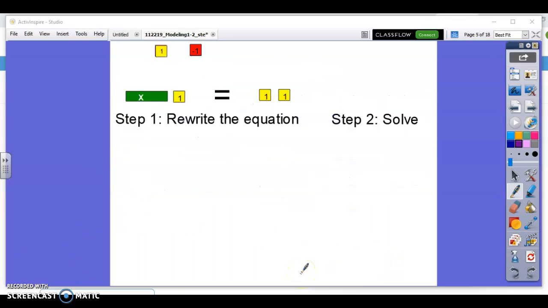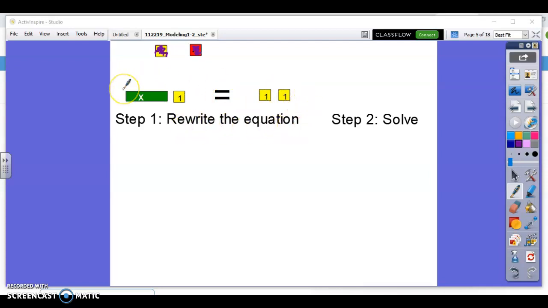All right, so let's look at this. You guys are going to ignore these little boxes up here. Those are really for me. So I want you to draw this in your notebook, a big or long rectangle that has an x, and then a little square with a 1, equal sign, two little squares with 1s in them. So first it says rewrite the equation.